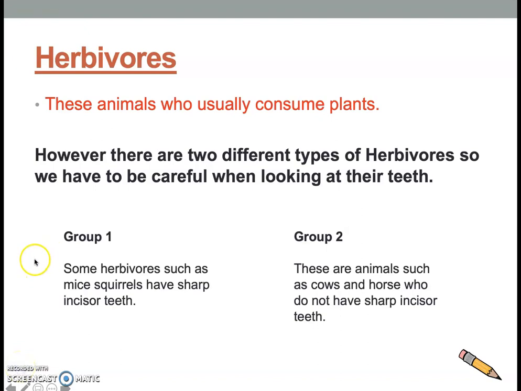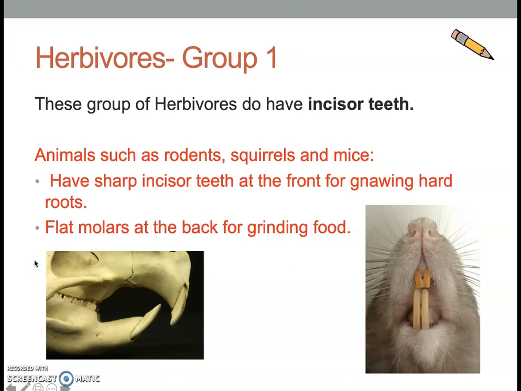So we've mentioned there are 2 different groups, so let's have a look at Group 1. Group 1 are herbivores that do have incisor teeth. So animals such as rodents, as mentioned before, things like squirrels and mice, they have sharp incisor teeth at the front of their mouths for gnawing hard roots, and also for biting into things like seeds. But however, they also have flat molars at the back for then grinding this hard food.